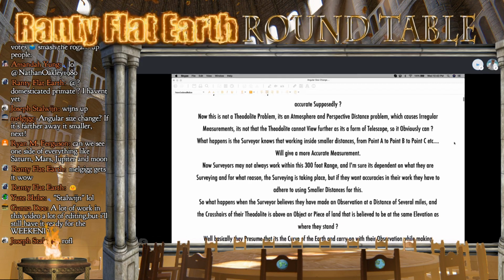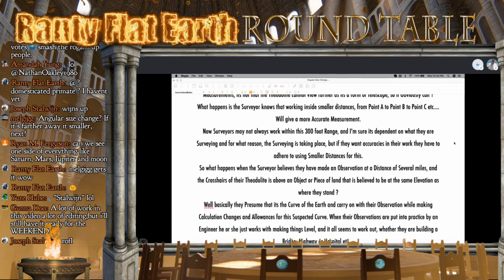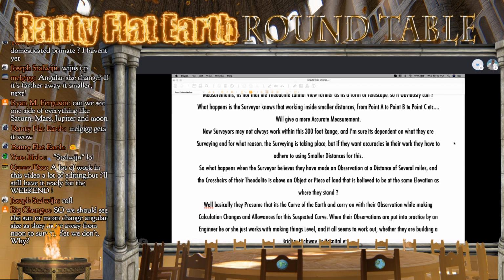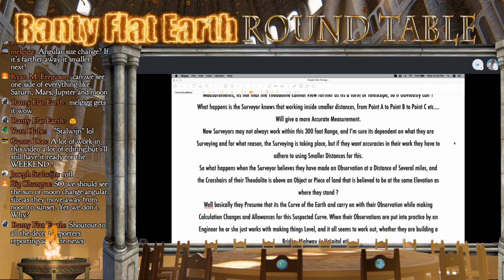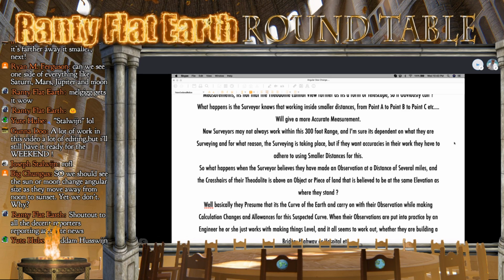Now, surveyors may not always work within this 300-foot range, and I'm sure it's dependent on what they are surveying and for what reason the surveying is taking place. But if they want accuracies in their work, they have to adhere to using smaller distances for this.